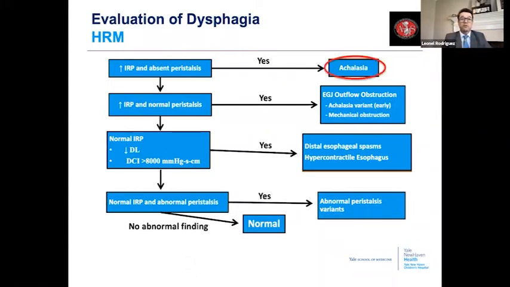For the purpose of this talk, we're going to concentrate on achalasia and on those that are presenting with disorders of esophageal body peristalsis.